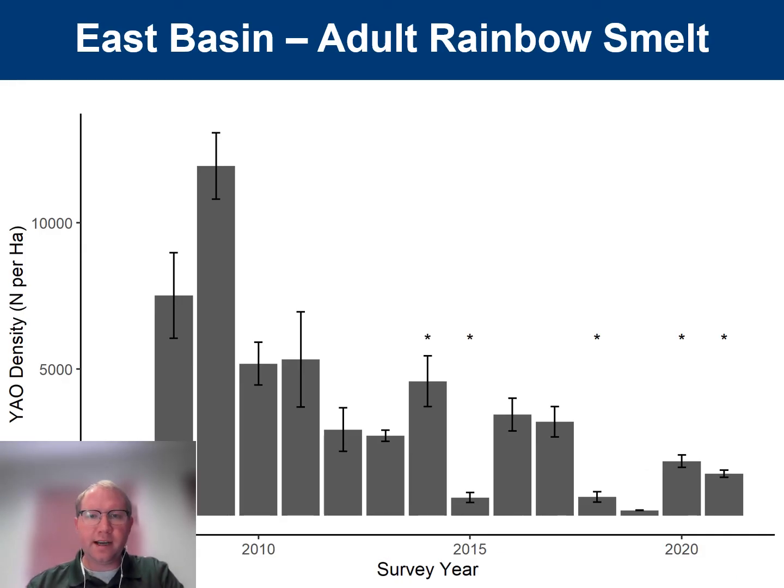For the East Basin Hydroacoustic Survey, midwater trawling does take place, so we can apportion by species. So these results here, this is a time series of only adult rainbow smelt. You can see in 2021, we had lower numbers of adult rainbow smelt than we did in 2020, but they're still pretty moderate compared to the previous couple of years of very low abundances, and these are higher abundances than perhaps we saw in the trawl.